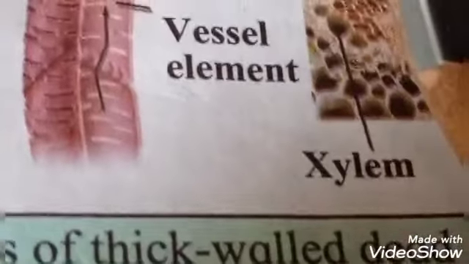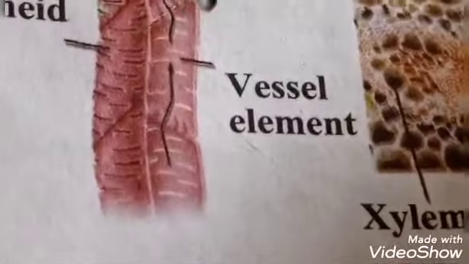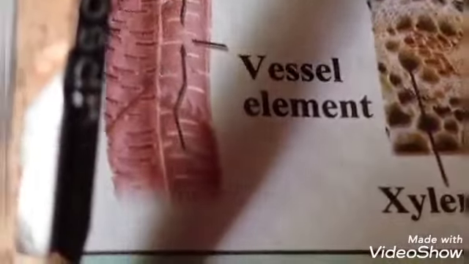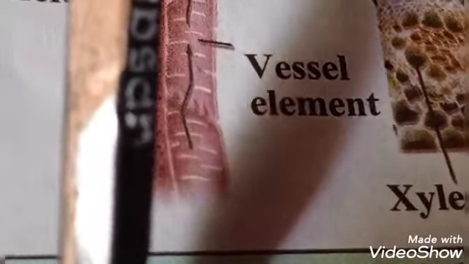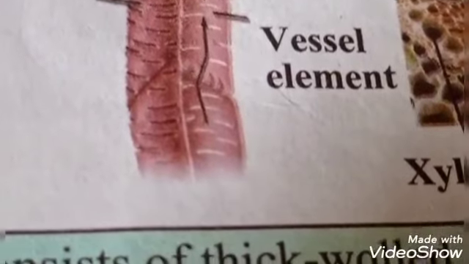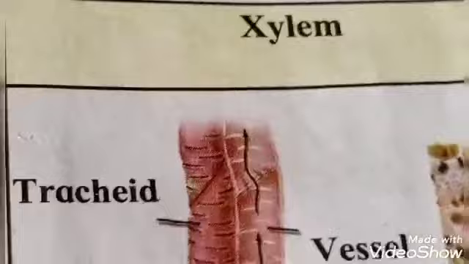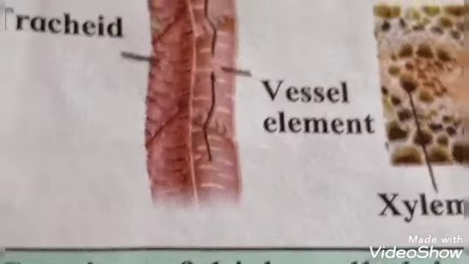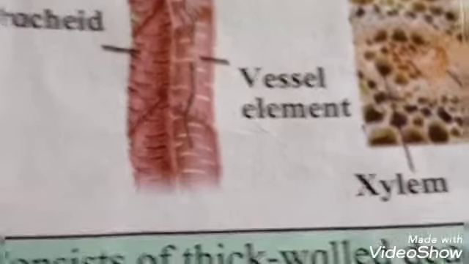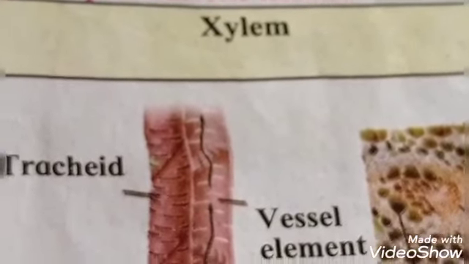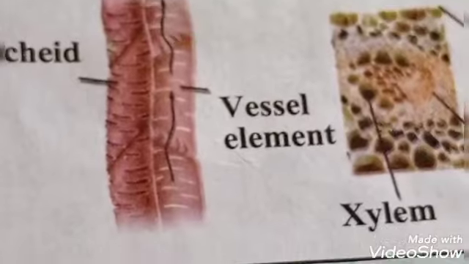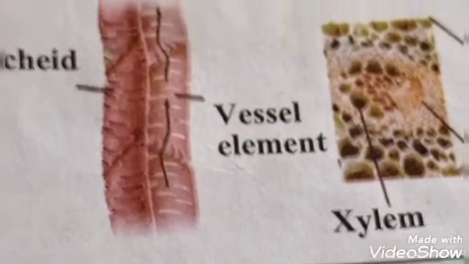Classification: thick-walled dead cells. Types of cells are tracheids, vessels and xylem fibres, dead cells; xylem parenchyma, living cells. The function: the structure is like interconnected tubes that conduct water and minerals only in the upward direction.